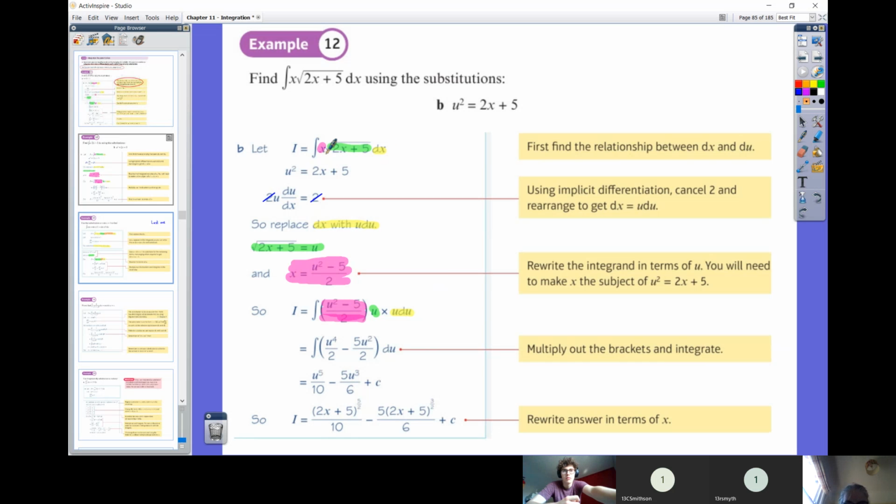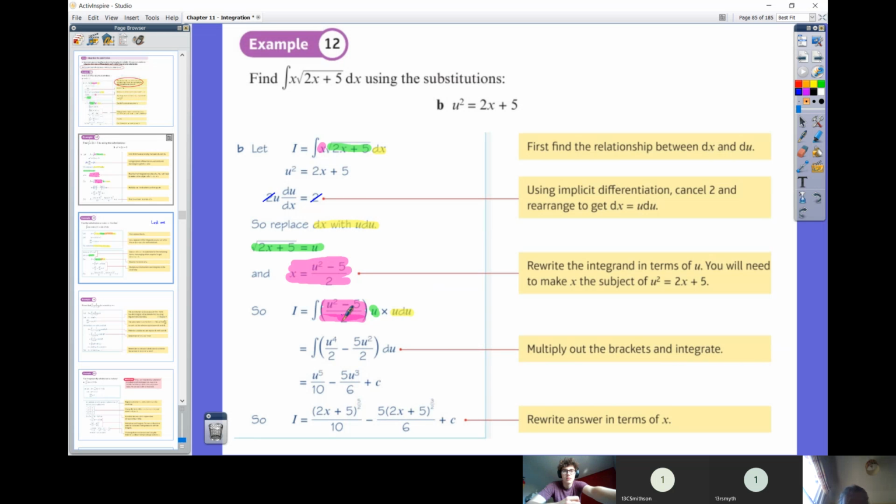then finally we just need to get x in terms of u. So we're just going to rearrange this, making x the subject. So we take away 5 from both sides and divide by 2, giving us the purple bit. So we can replace x with u squared minus 5 over 2. So each of these three components are now replaced with u versions.